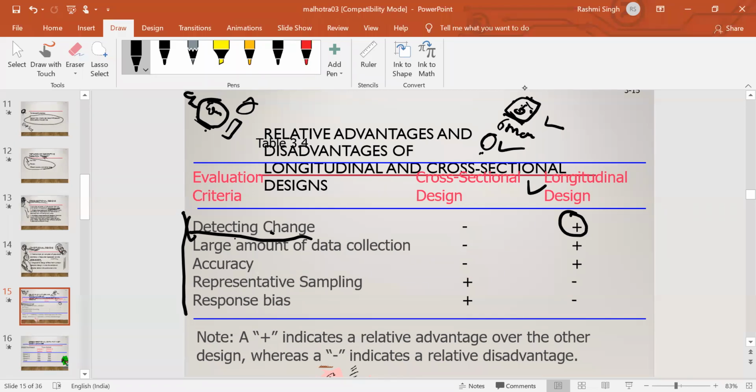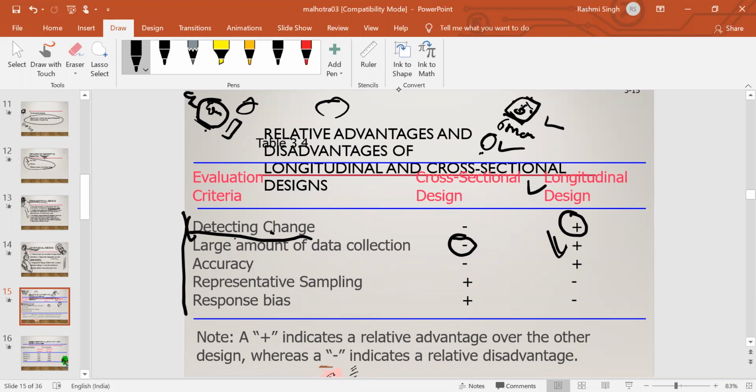Second is large amount of data collection. In case of longitudinal research design, you can easily get data because you have your sample, since you have to collect data from the same set of respondents. So it is quite easy for the researcher to get data from longitudinal research design as compared to cross-sectional research design.